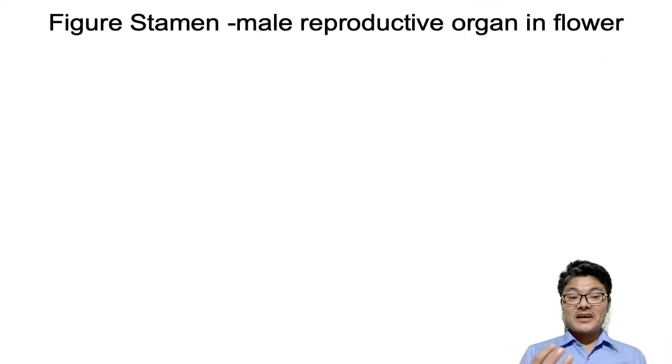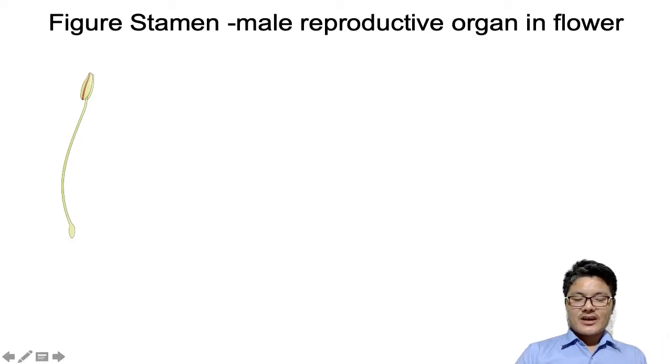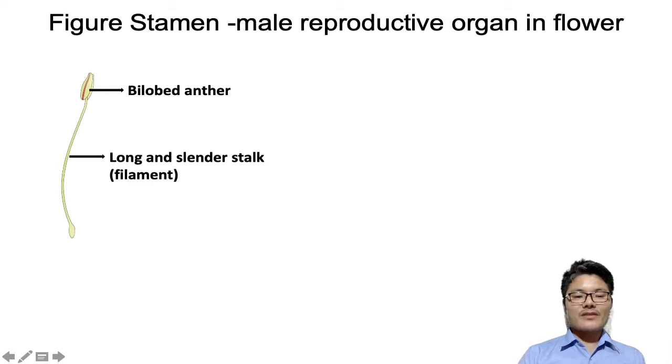Now let's discuss the stamen, which is the male reproductive organ in a flower. Usually a typical stamen looks like this, bearing a bilobed anther. Bi refers to two, lobed refers to having two parts. The anther has two parts and is attached to a long and slender stalk. Slender here refers to thin. The stalk which is long and thin, attaching the bilobed anther to the thalamus, the platform where the flowers grow, is known as the filament.